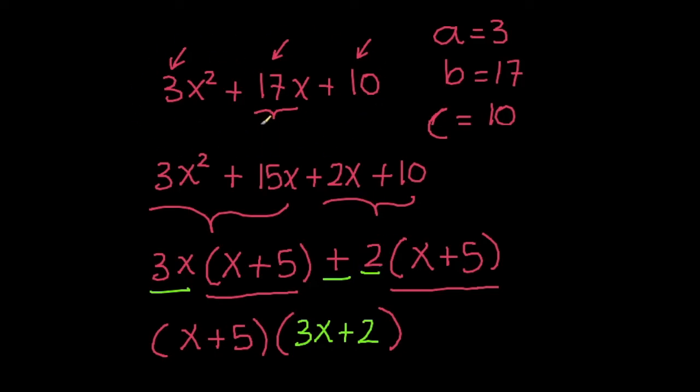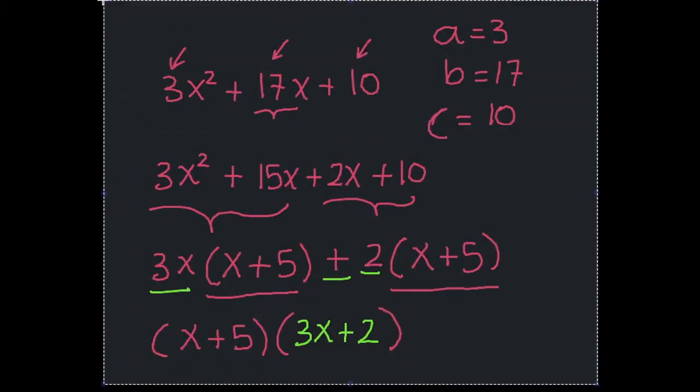All right, so all we got to do is find two numbers that add up to b, the number in front of x, and multiply to a times c. Okay, and after we find those two numbers, we're going to split the middle term into those numbers, and we're going to factorize by grouping. Okay, so let's actually do one more example. Let's factorize 6x squared minus 11x minus 10.